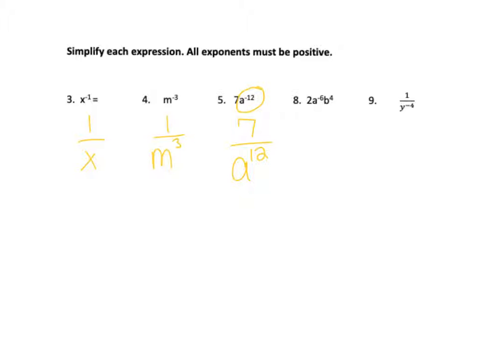Take a look at 8. The only thing to a negative is a to the negative 6th. So the 2 and the b to the 4th don't move. a to the 6th drops to the bottom. So what do we do if it's already in the bottom and it's to a negative exponent? Well, it has no choice but to go back up to the top to become y to the positive 4th.